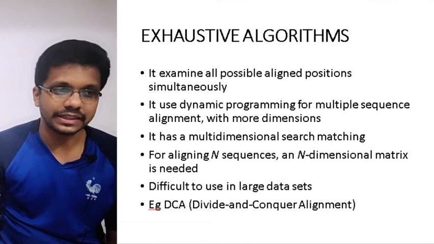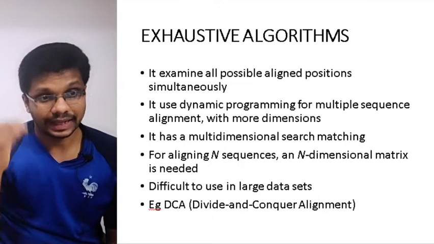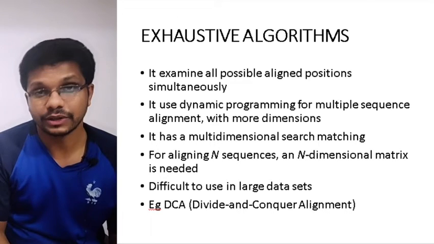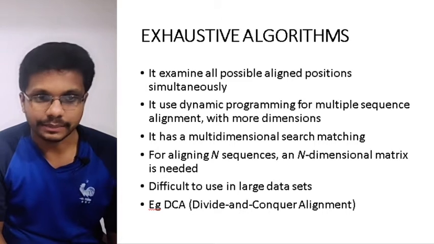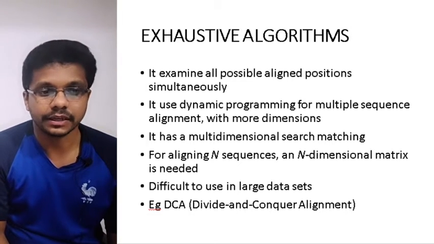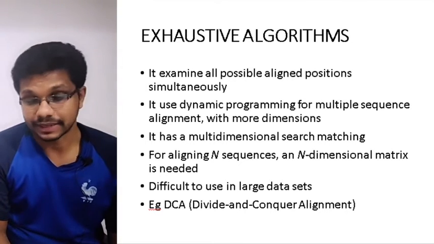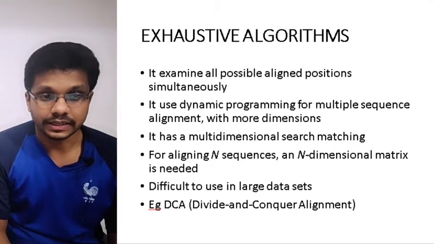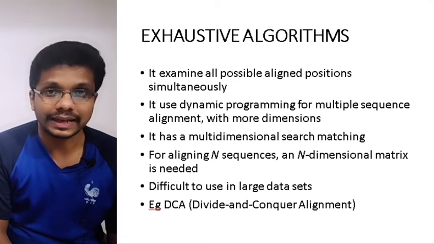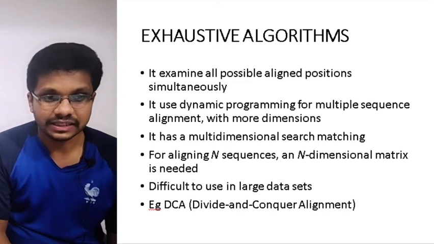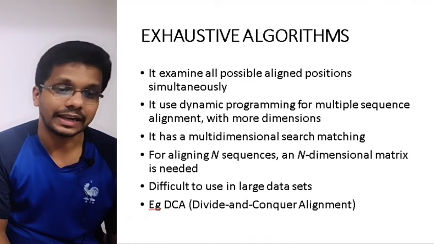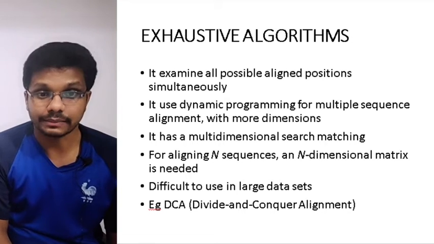So the first method of multiple sequence alignment is the exhaustive algorithm. As we know, it examines all possible alignment possibilities at the same time. It uses dynamic programming for aligning different sequences. It's a multi-dimensional search matching, so to align n sequences, it uses an n-dimensional matrix.